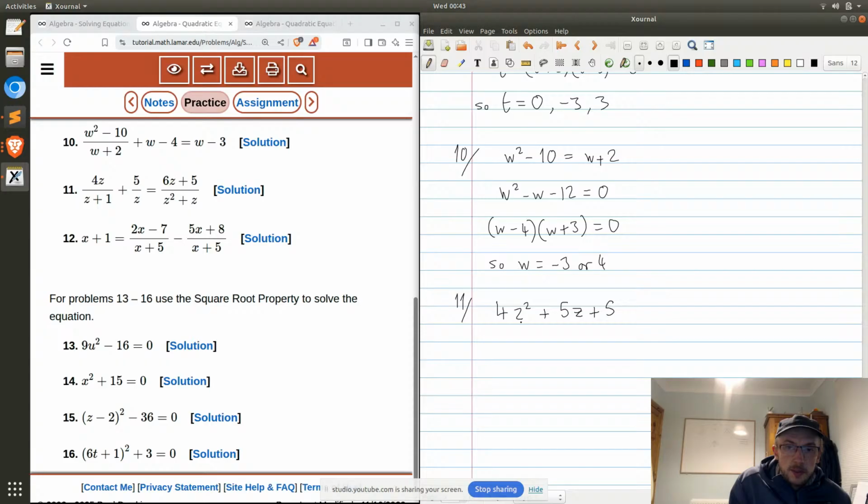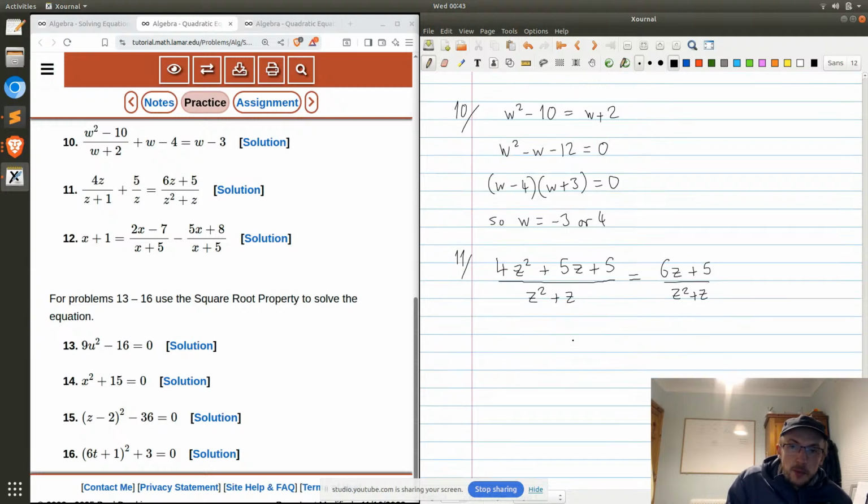Because when we do so, we end up with z squared plus z in the denominator. Okay, that's all valid, and now the numerators are equal to one another. So I will subtract 6z from both sides. And then I will subtract 5 from both sides. And that's equal to 0.